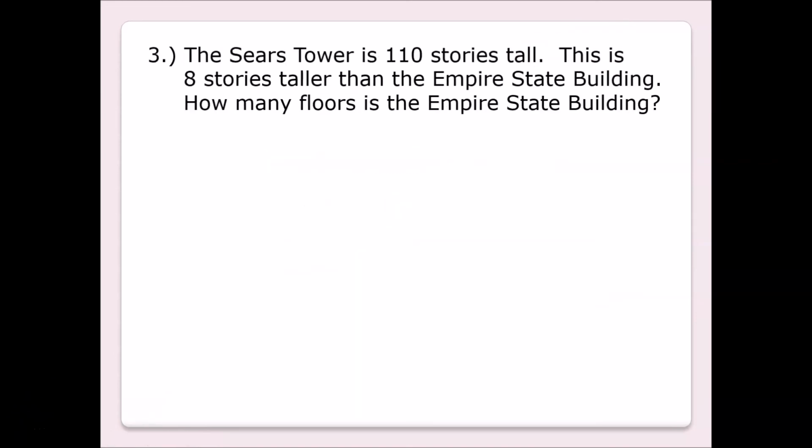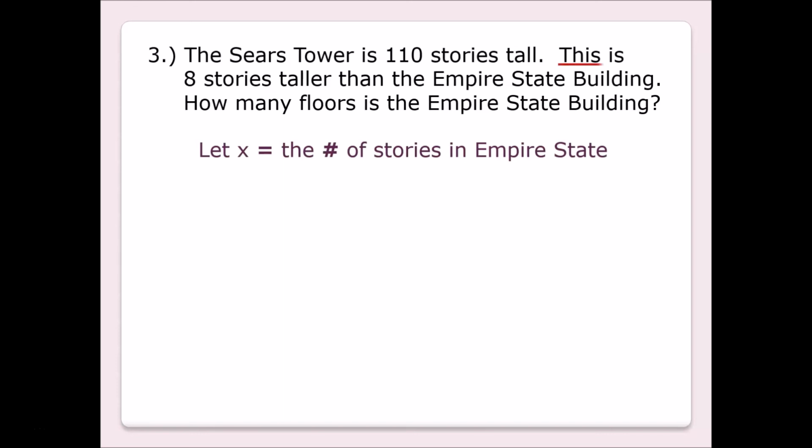Problem number 3. The Sears Tower is 110 stories tall. This is 8 stories taller than the Empire State Building. How many floors is the Empire State Building? So again, first, we identify the variable. Let x be the number of stories in the Empire State.